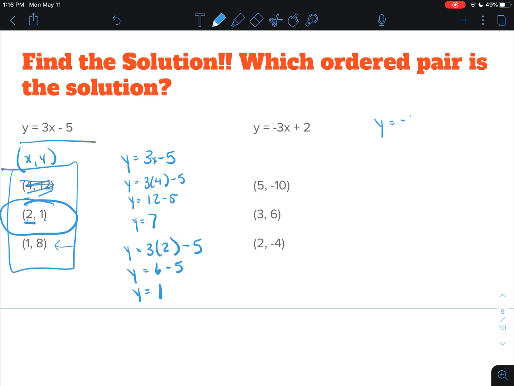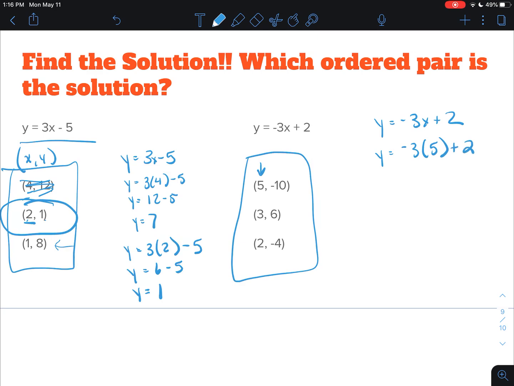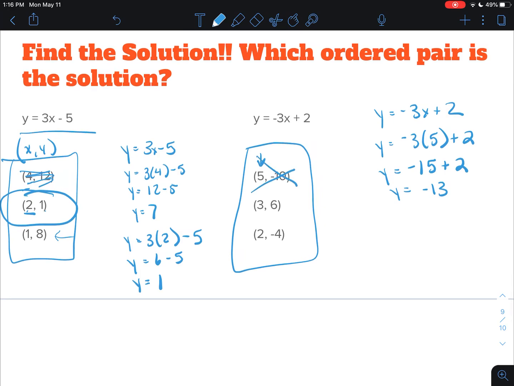Same thing for this one over here. So if I have the equation y equals negative 3x plus 2, I want to figure out which of these is going to be the actual solution. Start by plugging in all of your x values. So y equals negative 3 times 5 plus 2. Negative 15 plus 2. y equals negative 13. Nope, can't be that one because they said it's negative 10. So y equals negative 3 times 3 plus 2. y equals negative 9 plus 2. That would be negative 7.